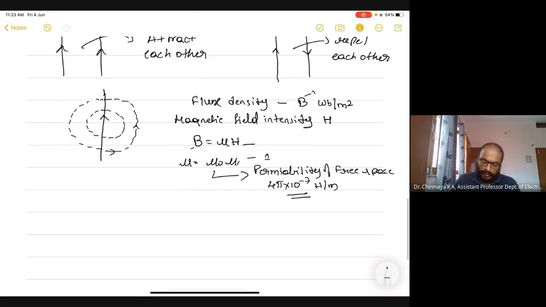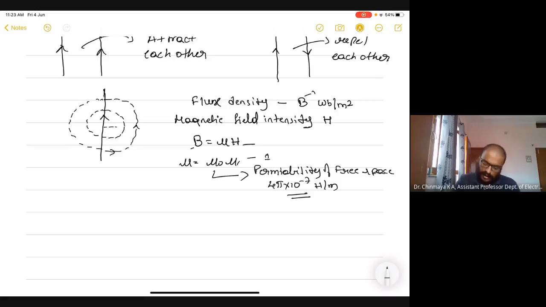So let us say that we have a current carrying conductor and there is a magnetic field around the current carrying conductor. Let us say at a particular distance, at one radius, the magnetic field will be equal to B.